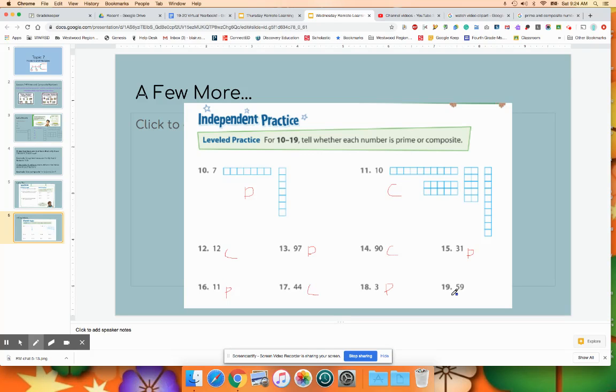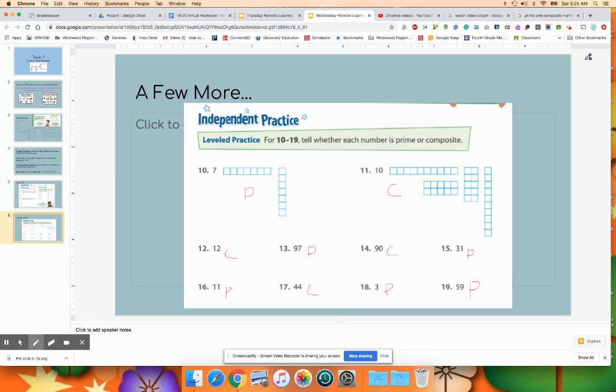59, let's think. If I do 3 times 20, I get 60. So 3 isn't a factor. 4 I know isn't because 12 times 4 is 48. And if I add 4 to 48, I get 52. If I add 4 to that, I get 56. If I add 4 to that, I get 60. It's not 5. It's not 6. So it is prime. Okay?